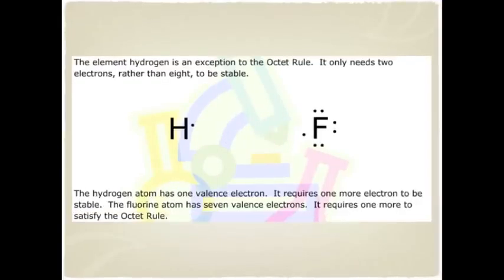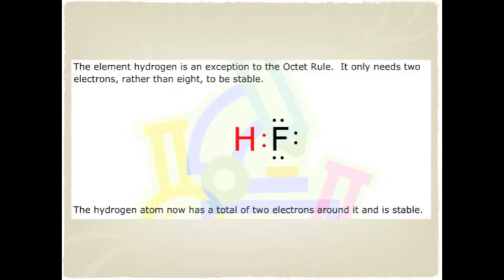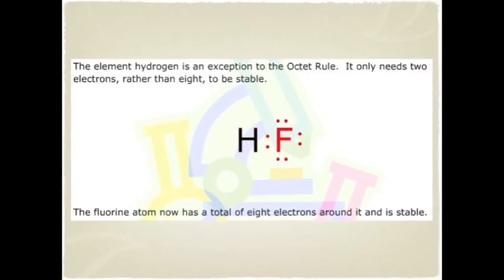The element hydrogen is an exception to the octet rule. It only needs 2 electrons rather than 8 to be stable. The hydrogen atom has 1 valence electron. It requires 1 more electron to be stable. The fluorine atom has 7 valence electrons. It requires 1 more to satisfy the octet rule. The hydrogen atom now has a total of 2 electrons around it and is stable. The fluorine atom now has a total of 8 electrons around it and is stable.